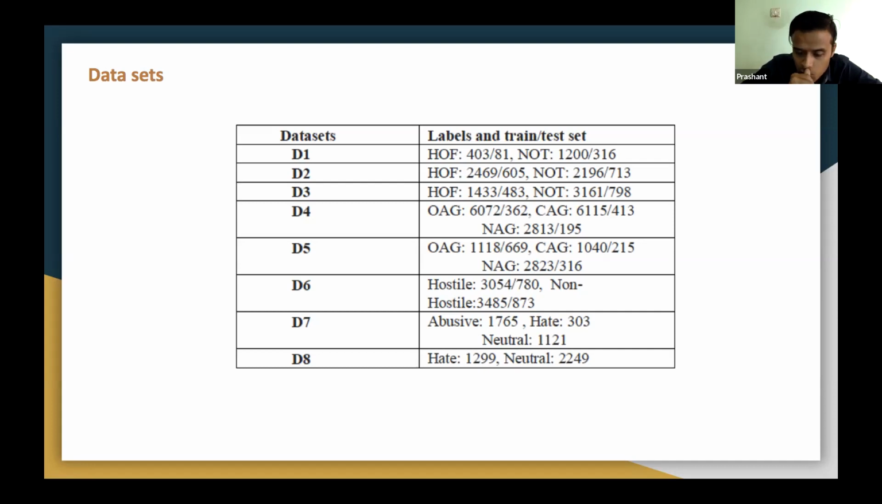I would like to highlight that all the datasets are a mixture of Devanagari script, which is the pure Hindi script, as well as code-mixed with English. So all the datasets are a combination of code-mixed as well as Devanagari script.